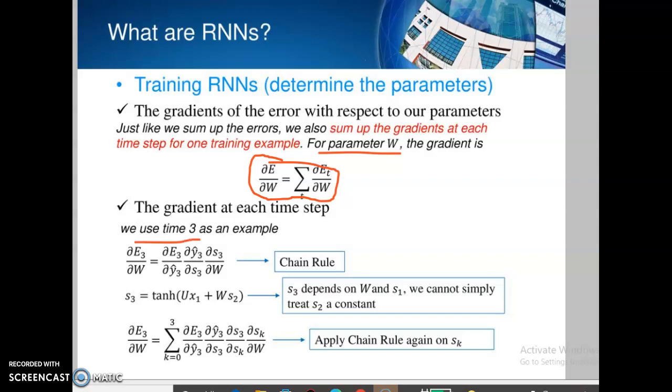We use time 3 as an example. ∂E3/∂W is equal to ∂E3/∂Ŷ3 times ∂Ŷ3/∂S3 times ∂S3/∂W. This is the chain rule. S3 is equal to tanh(U X3 + W S2).